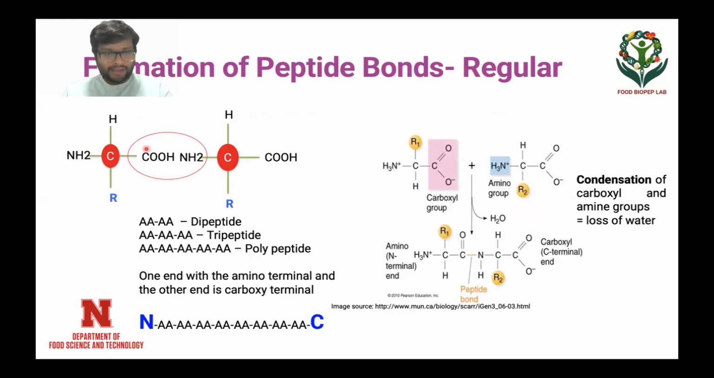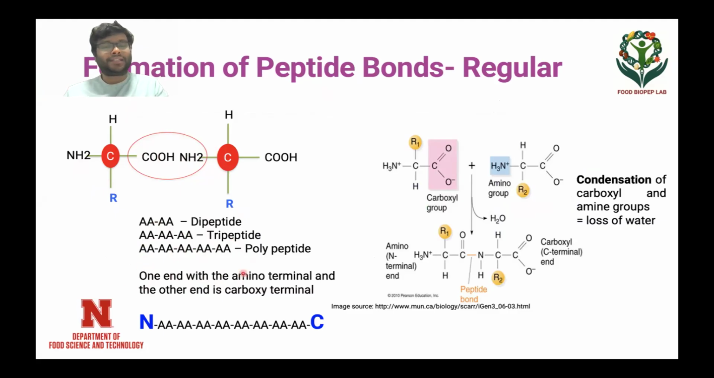Here, this is one amino acid, and this is another amino acid. The carboxylic end of one and the amino end of the other come together and form a peptide bond. If two amino acids come together, that's a dipeptide. If three amino acids come together, that's a tripeptide. And if it's more than that, we say it's a polypeptide, right?